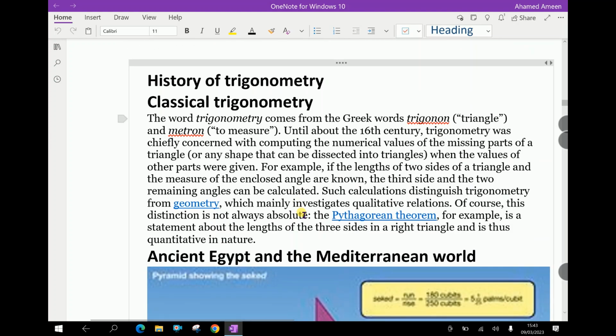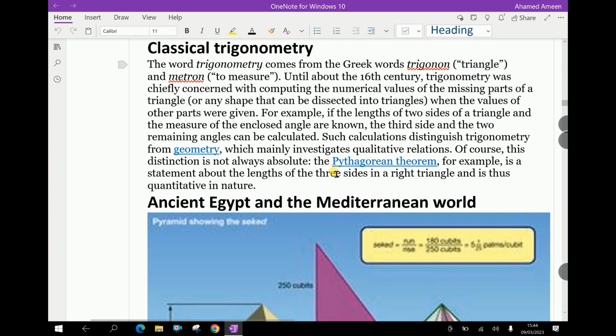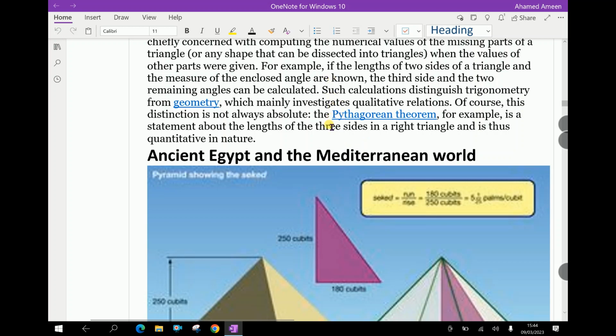History of trigonometry. The word trigonometry comes from the Greek words trigonon, that is a triangle, and metron, that is to measure. Until about the 16th century, trigonometry was chiefly concerned with computing the numerical values of the missing parts of a triangle or any shape that can be dissected into triangles. Here, for trigonometry, the Pythagorean theorem is very important. From the base of the Pythagorean theorem, trigonometry is developed.